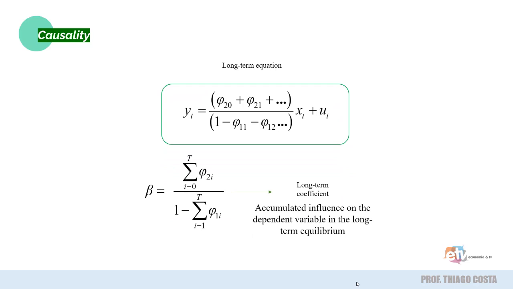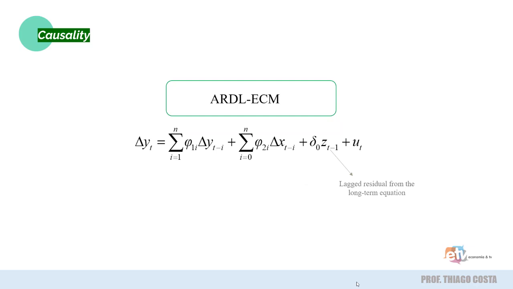This is the ARDL ECM model. Z is the lagged residual from the long-term equation and represents the portion of the imbalance in the dependent variable that is corrected each period to return the variable to its equilibrium value.